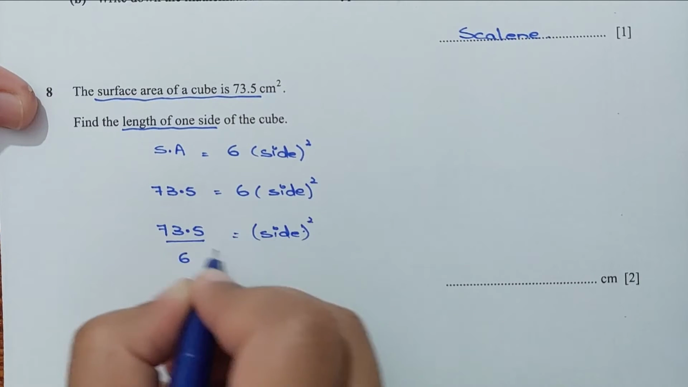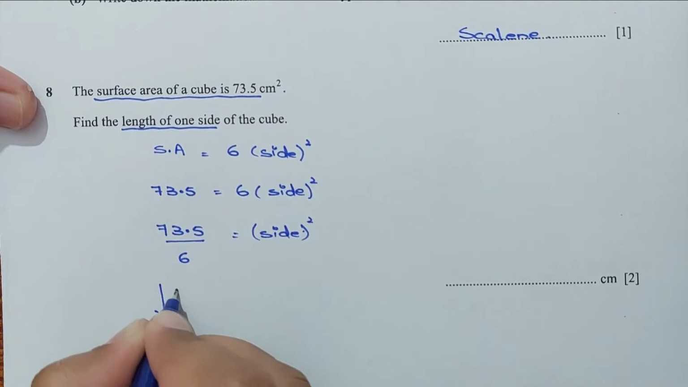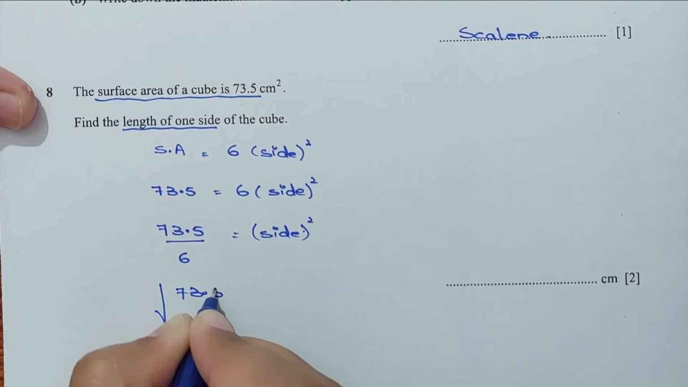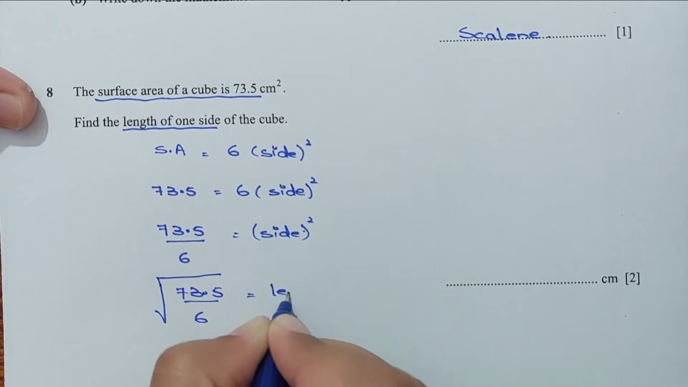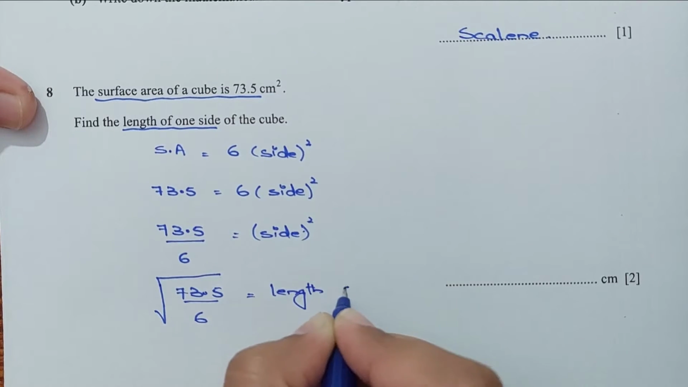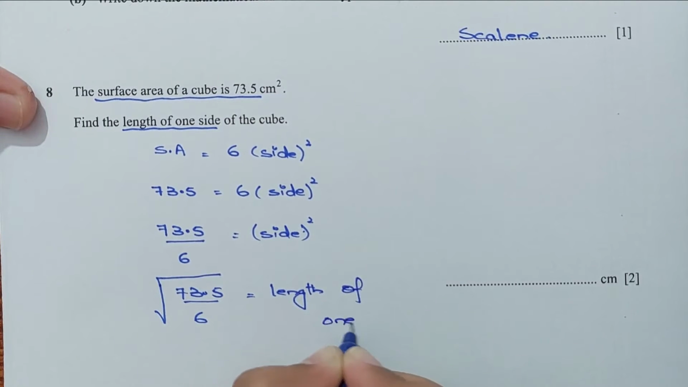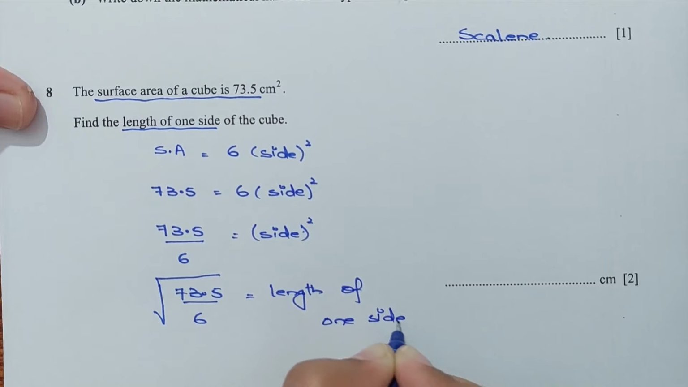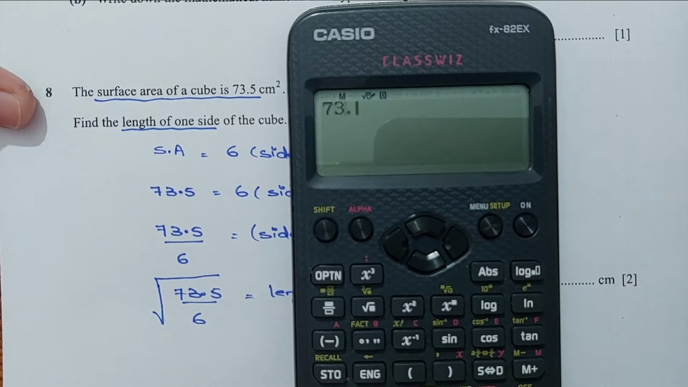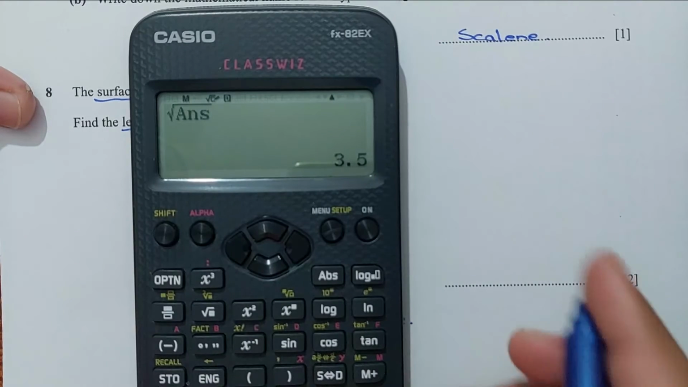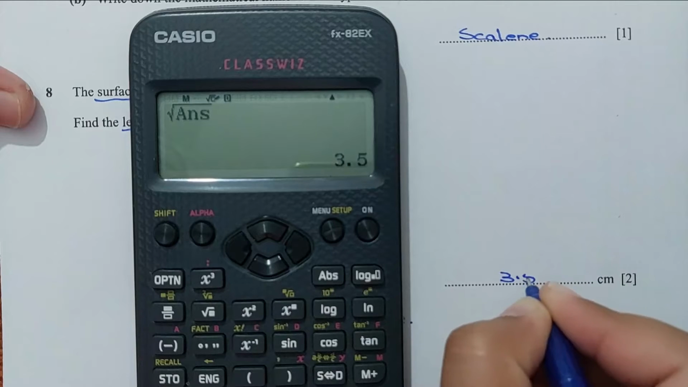So taking square root on both sides, 73.5 out of 6 square root is going to be the length of each side, length of one side, right? Let me simplify. 73.5 divided by 6 and square root of the answer is 3.5 centimeter, right?